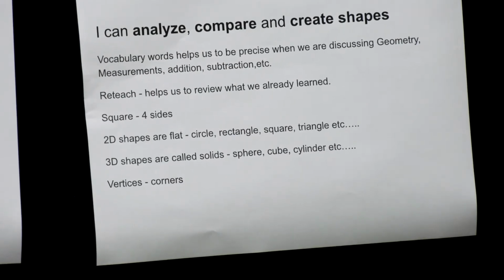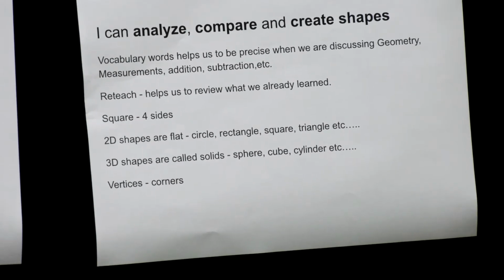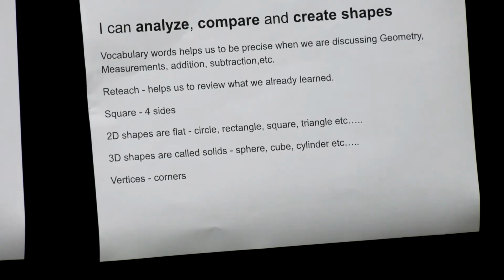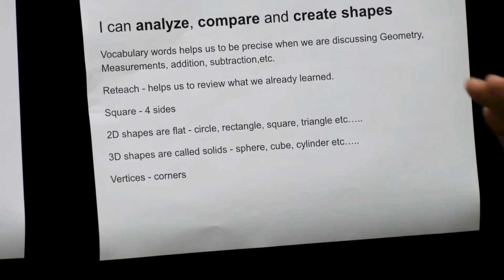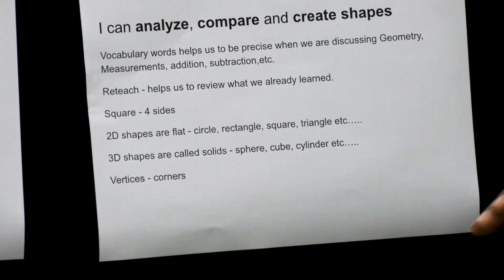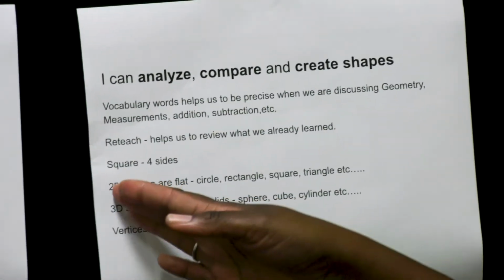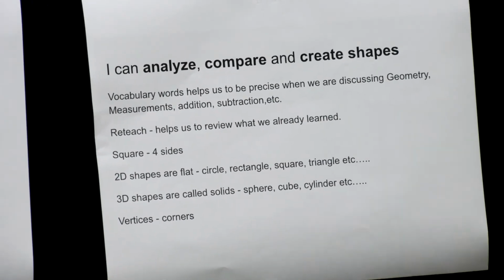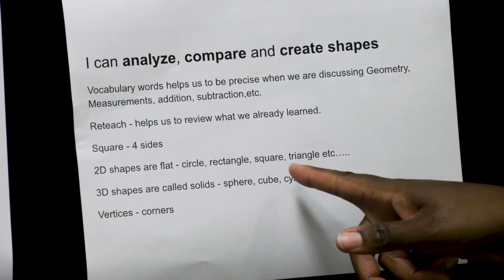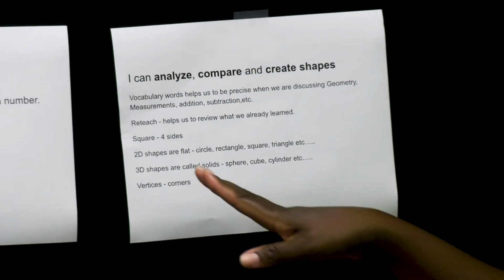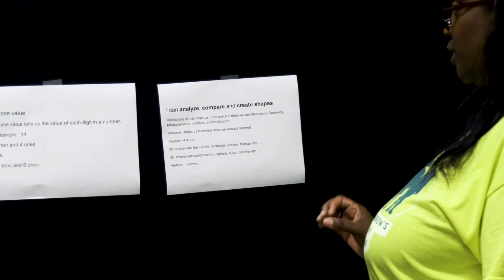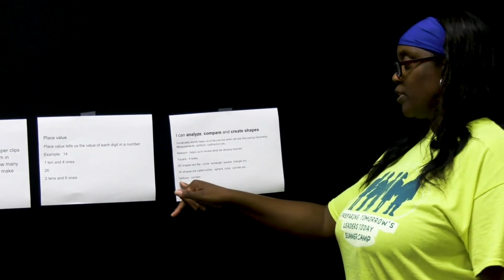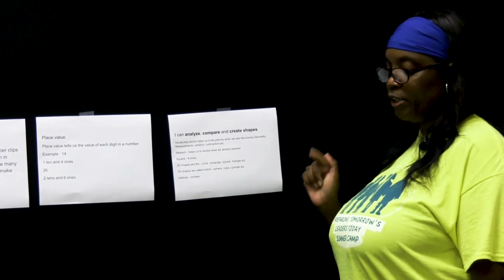Vocabulary words help us to be precise when we are discussing geometry, measurements, addition, subtraction, etc. So we're going to reteach, which means it helps us to review what we already learned. For example, a square has 4 sides. 2D shapes are flat, such as a circle, a rectangle, a square, and a triangle. 3D shapes are called solids, which are the sphere, the cube, the cylinder. Vertices means the corners on the shapes.